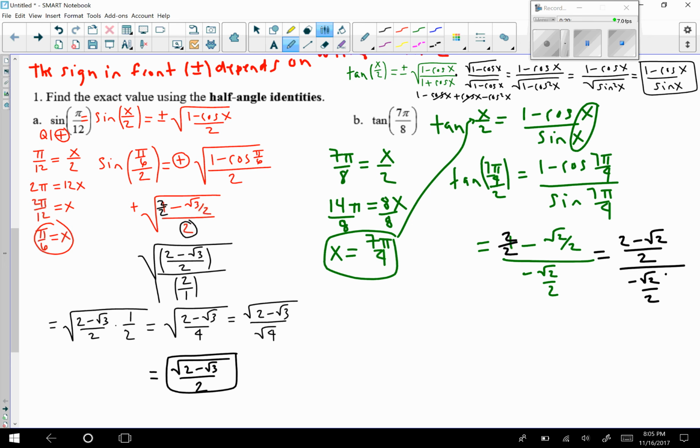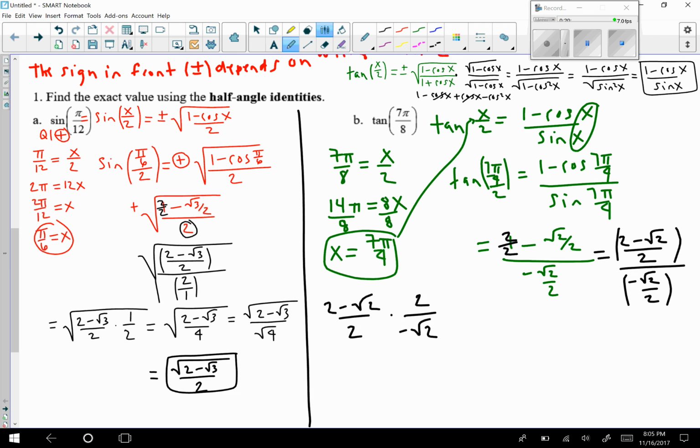So now that I have a fraction divided by a fraction, I can multiply by the reciprocal. So I would get 2 minus root 2 over 2 times 2 over negative root 2, or you can put the negative in the numerator, it doesn't matter. So when we do that, these 2's cancel out. So I'm going to take this and put it back in the numerator just to make it easier. When I do that, I get negative 2 plus root 2 over the square root of 2.